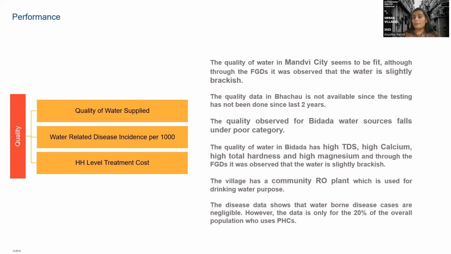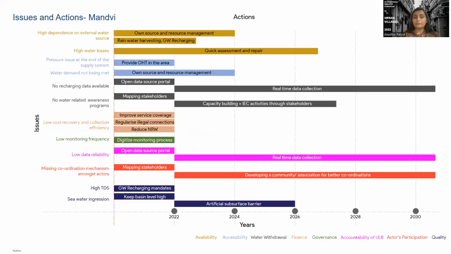The quality observed for Bidda water sources falls under the very poor category. The quality of water in Bidda has high TDS, high calcium, high total hardness, high magnesium, and through focus group discussions, it was observed that the water is slightly brackish. The village has a community RO plant which is used for drinking water purposes, so people have to travel a particular distance to avail water. And when the disease data was observed, it was seen that the waterborne disease cases are negligible in the area. However, the data is only indicative of the 20% population that uses PHCs.